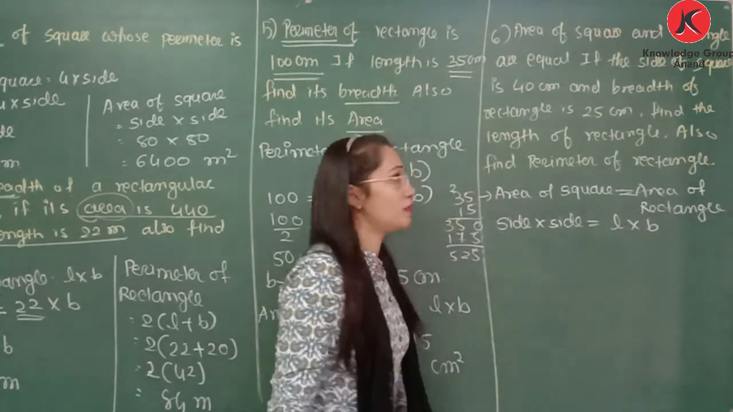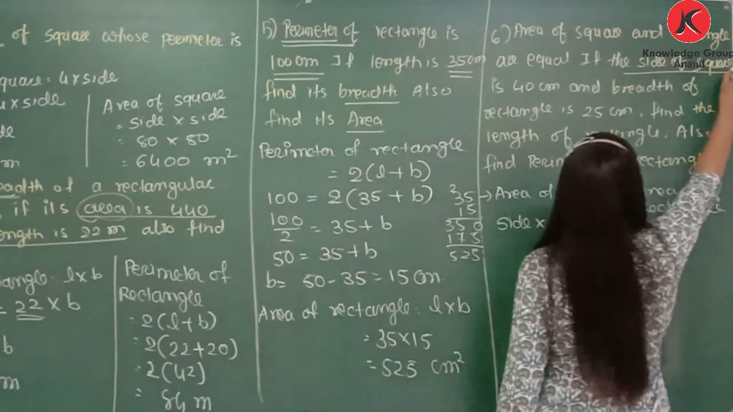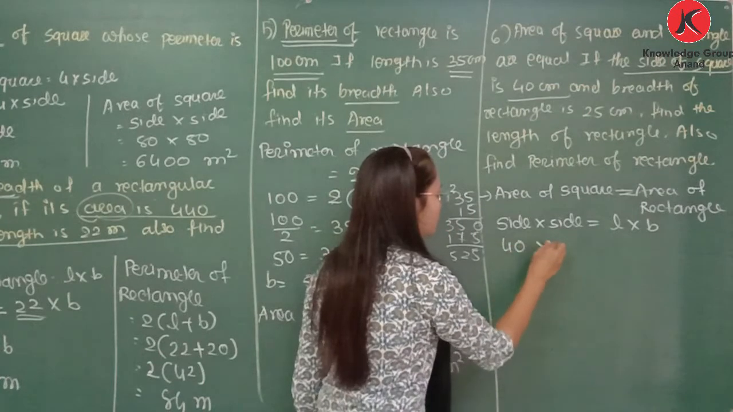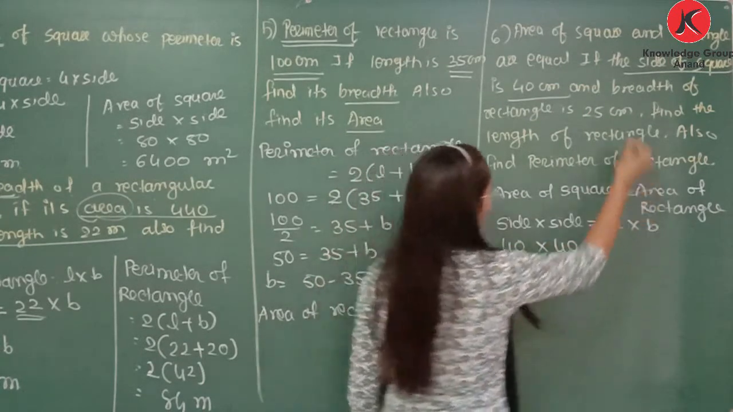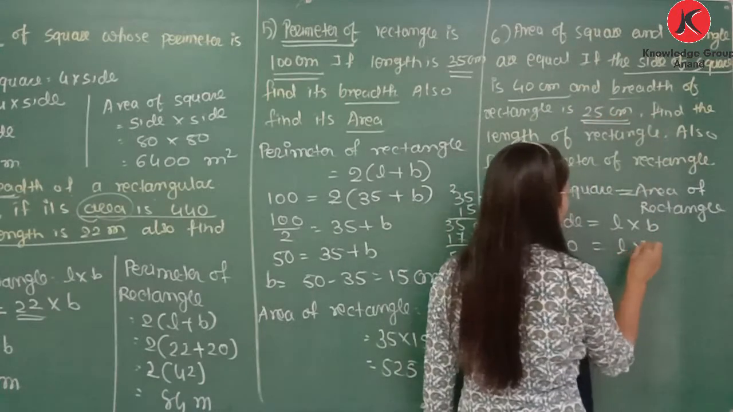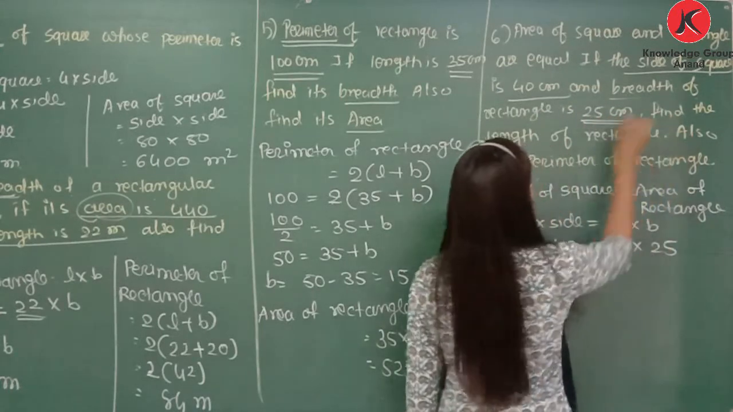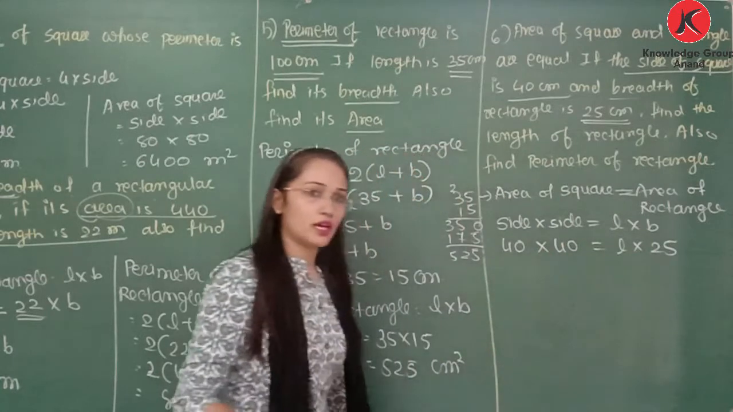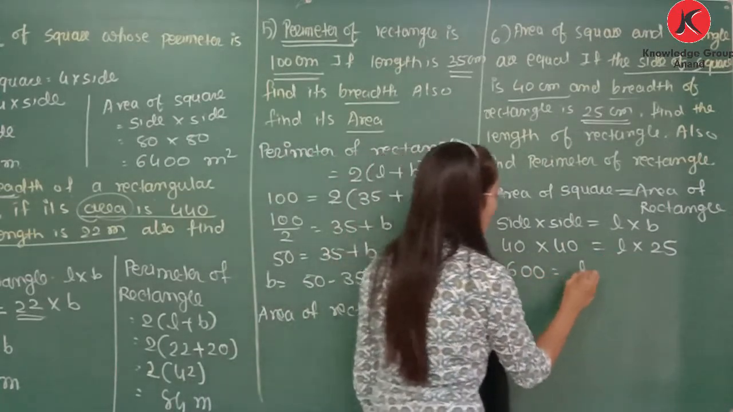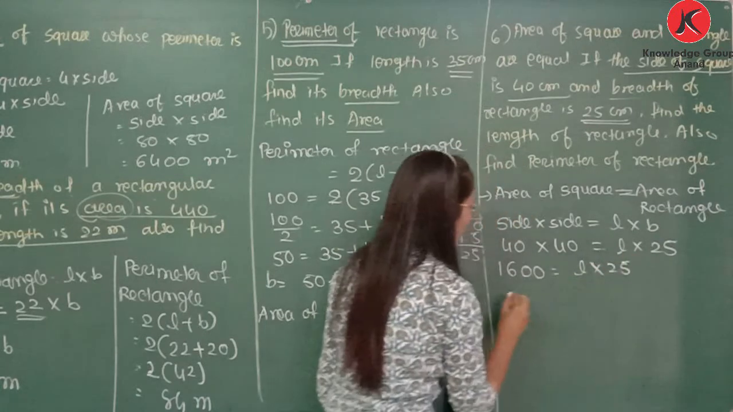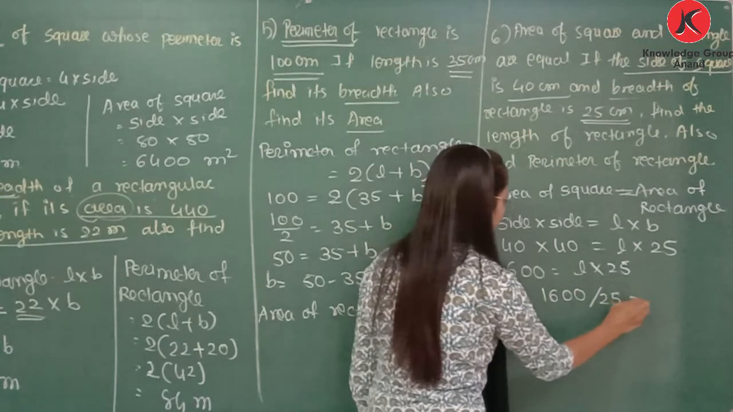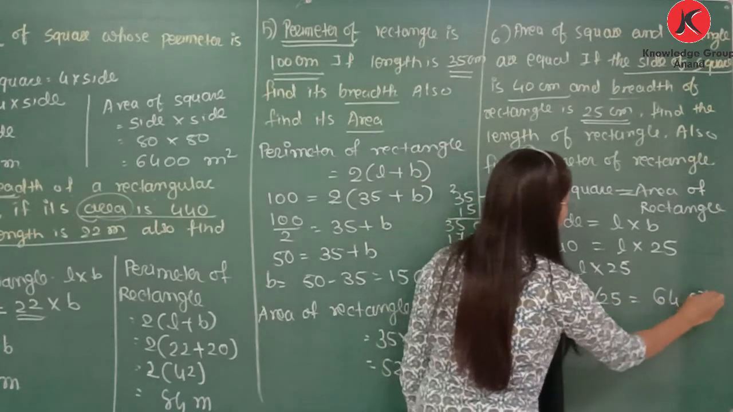Now read the next statement. Each side of the square is 40 centimeter. So this is 40. Breadth of the rectangle is 25 centimeter. So breadth is 25. Find the length. So from this equation we can find the length. So it is 1600 is equal to L multiply 25. So length is equal to 1600 divided by 25. So it is 64 centimeter.